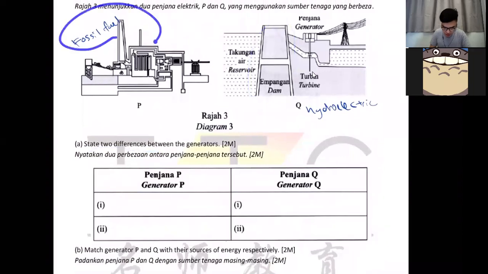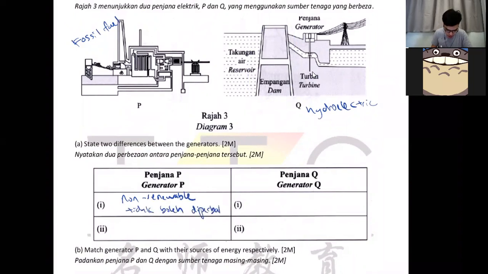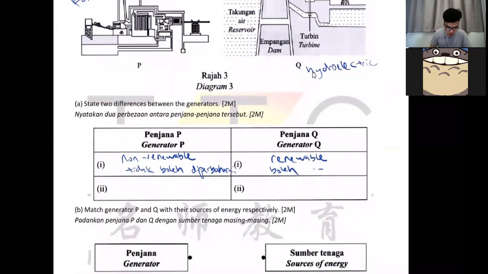What's the difference between fossil fuel and hydroelectric? The first, the easiest I can say, is this is non-renewable, tidak boleh diperbaharui. Whereas this is renewable, boleh diperbaharui. So fossil fuel is limited. Once you finish it, there will be no more. Whereas hydroelectric is always there. We will not run out of water. So when there's water, this will for sure work. All right. And then number 2, what else is different here?